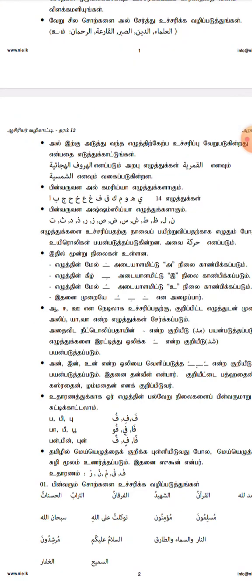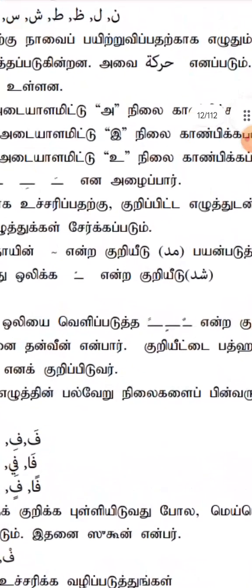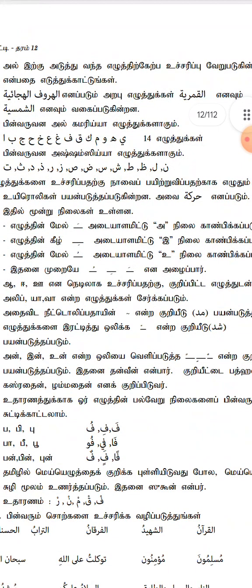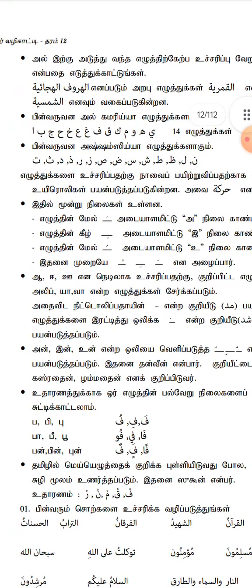And then we call it as fathatain, kasratain, dammatain. And then the common name of all those three is called tanween. For those things only we call it harakat. So when they ask a question, what are the harakat, we used to say fatha, kasra, damma, tanween.